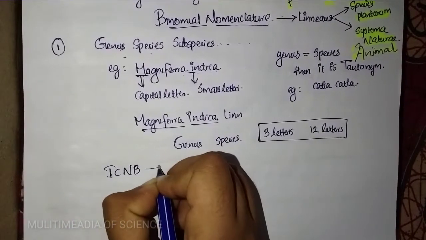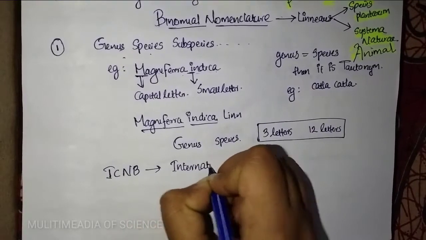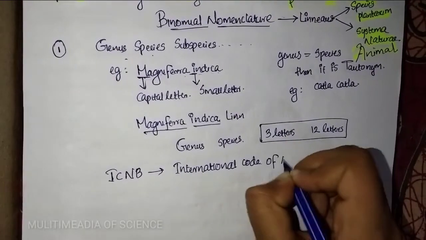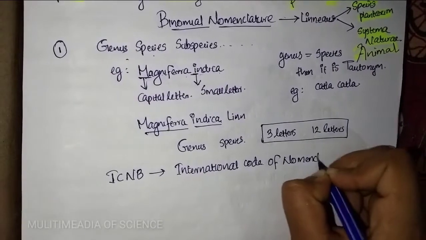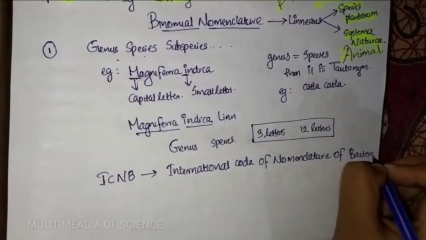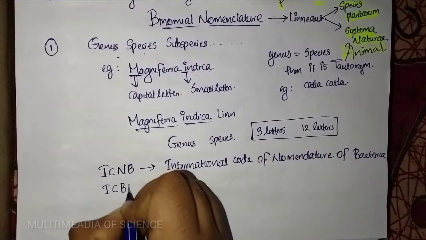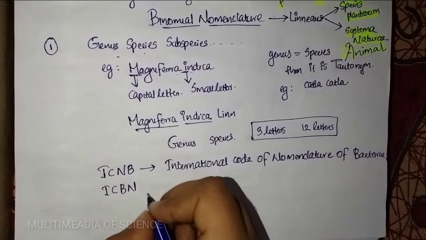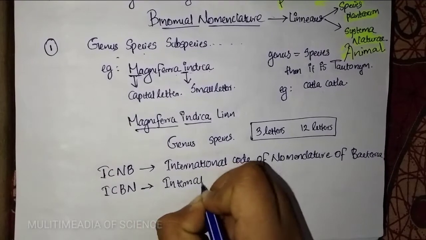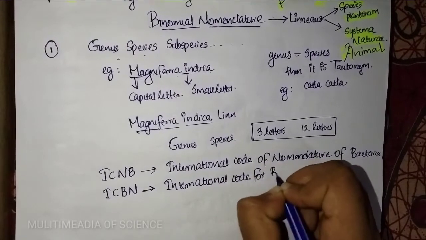Then some more abbreviations which you want to study in this first chapter. ICNB. What is that? International Code of Nomenclature of Bacteria. Then in the NCERT text, it mentions ICBN, just reversing the letters. What is that ICBN? International Code for Botanical Nomenclature.